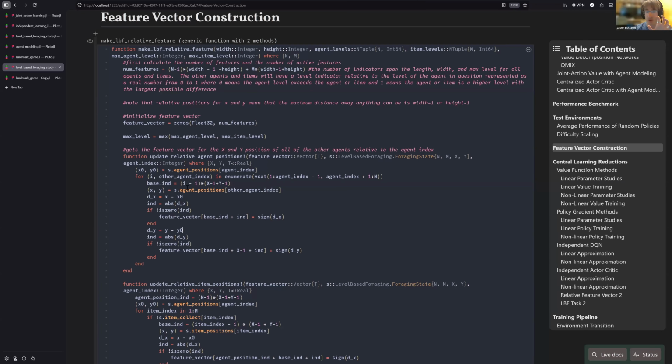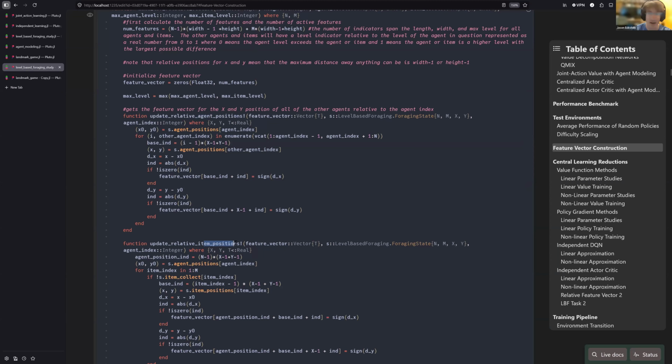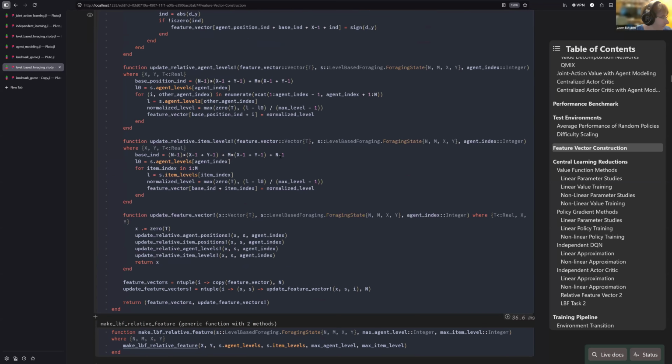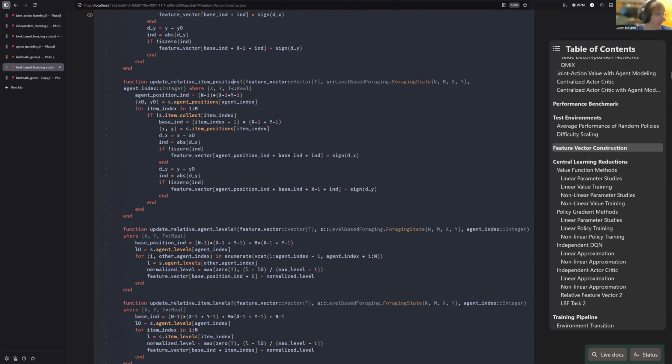So now the feature vector is from the perspective of this particular agent, where all of this position information is encoding position information about the other agents and also of the items that are in the grid world. This is encoded as relative information. And because it's a discrete grid, this is all one-hot encoded. Well, it's not exactly one-hot encoded because I'm actually using negative numbers too.